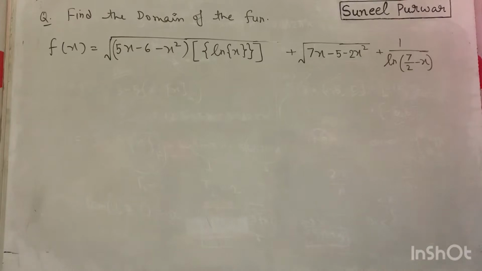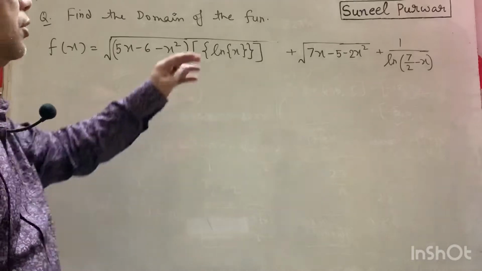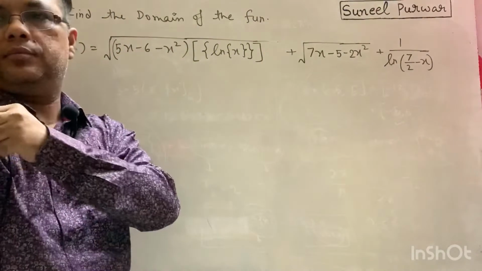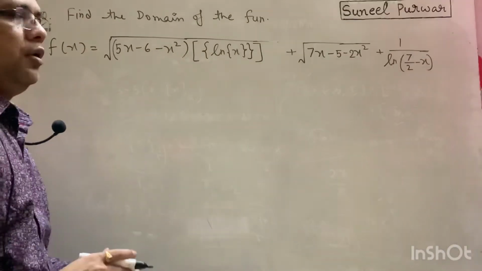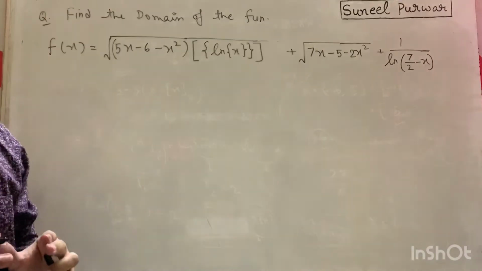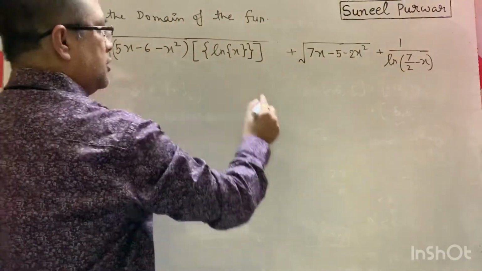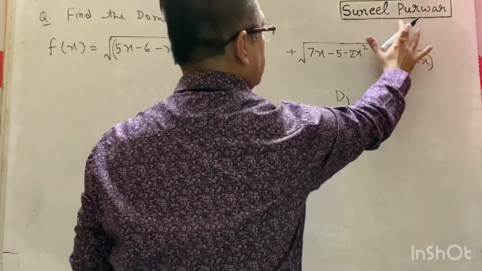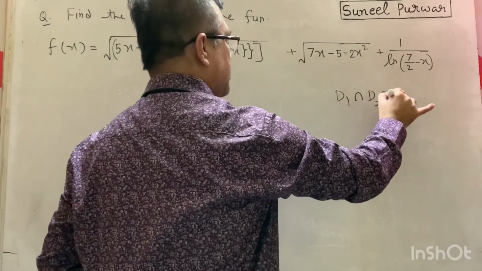Now in this question, you have to find the domain of the function. I have taken up this question because of some traps involved in this question, to make you aware. So first of all, you should always go with the simplest component of the function whenever you are finding the domain. Let's say the domain of this part is D1, domain of this part is D2, and domain of this part is D3. So finally the domain will be found as what? Intersection of D1, D2 and D3.